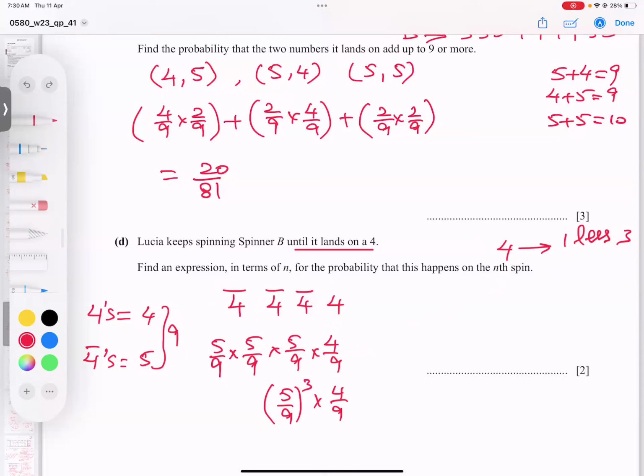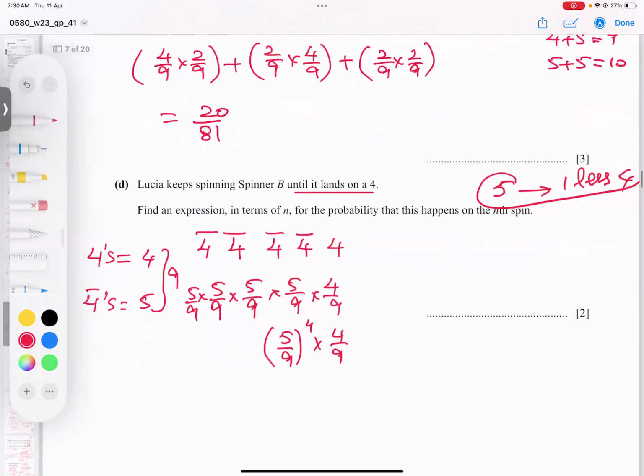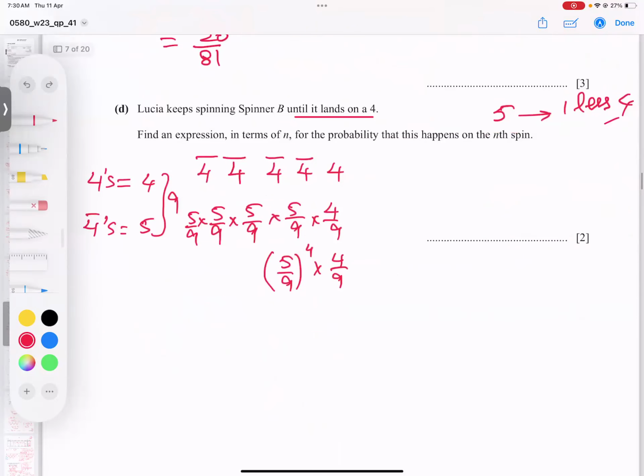Okay, let's see now. It happened not on the fourth, it happened on the fifth attempt. If I'm on the fifth attempt, 5 minus 1 becomes 4. So it means not 4 will come 4 times. So 5 by 9 will come one more time, so here I will write power 4. So what are you learning from here, students? For example, if it happens on the fifth attempt, 5 minus 1, 4. We have this, and then we have this one.